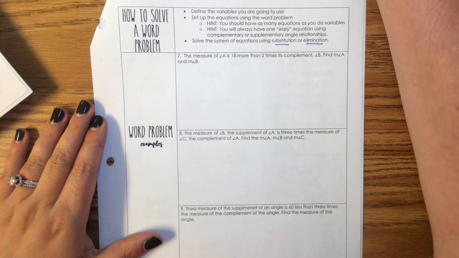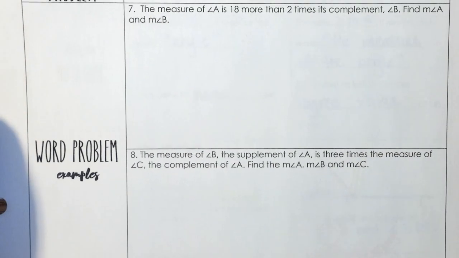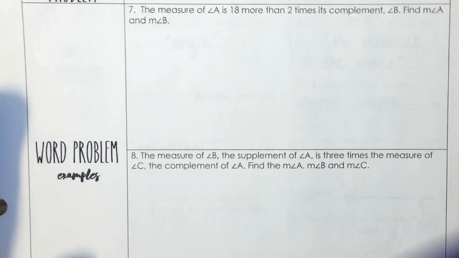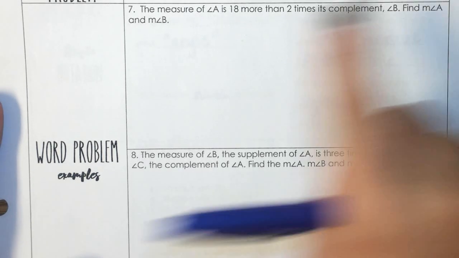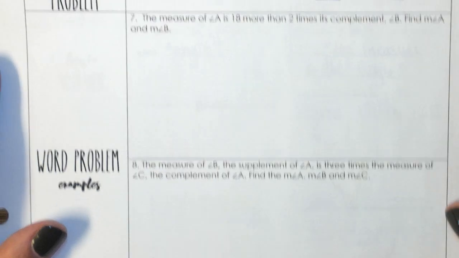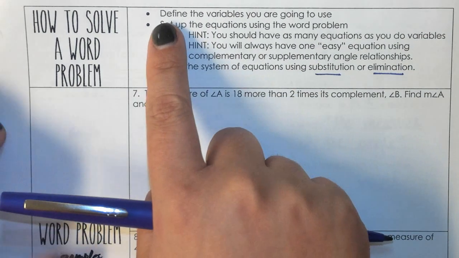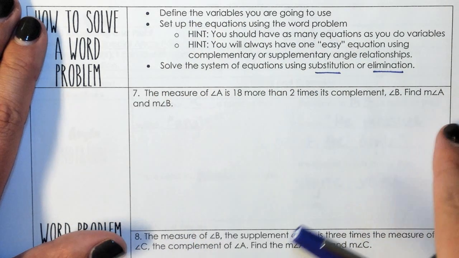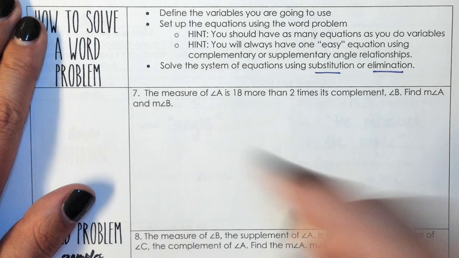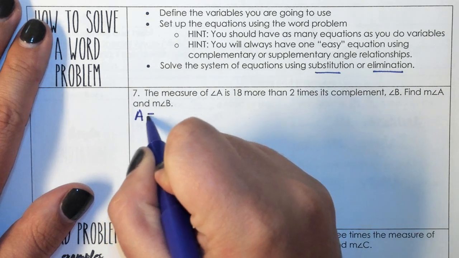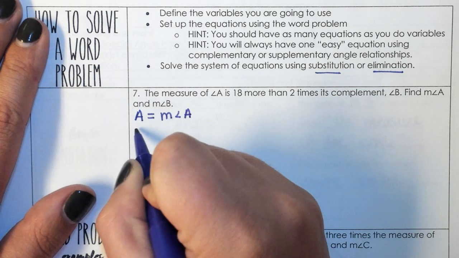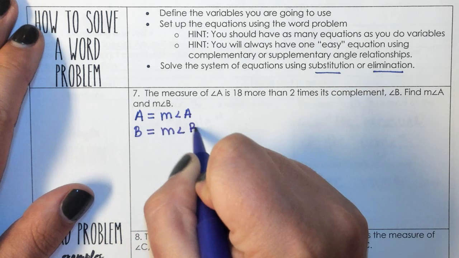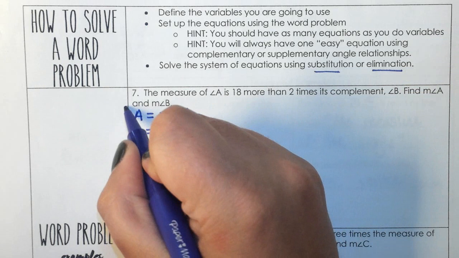Okay, so here we go for the first question. So we have the measure of angle A is 18 more than 2 times its complement angle B. So we need to find the measure of angle A and we need to find the measure of angle B. So I'm going to go through these bullet points up here. The first thing that I'm going to do is define the variables that I will use. Well, I know that they're talking about finding the measure of angle A and the measure of angle B. So I'm going to let A equal the measure of angle A, and I'm going to define the variable B as the measure of angle B. Okay? So that's our step number 1.